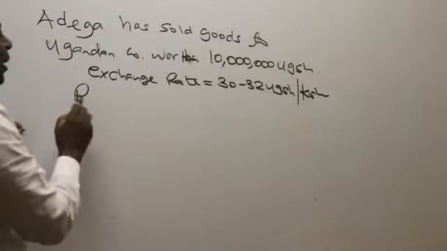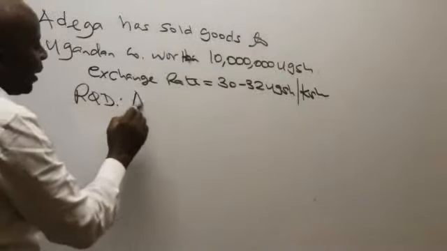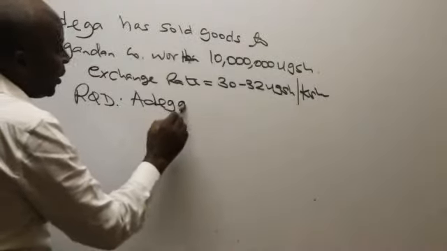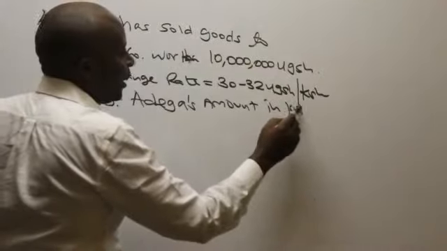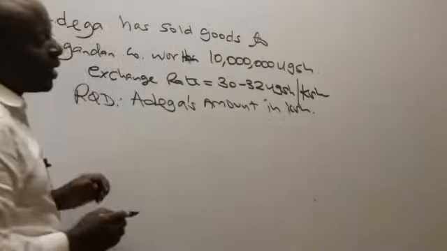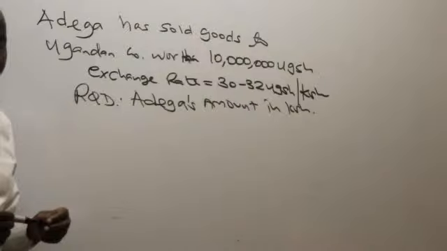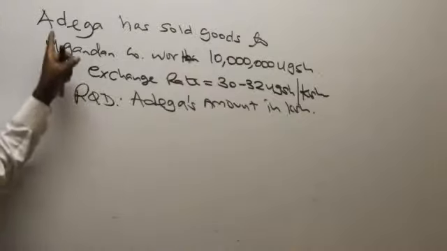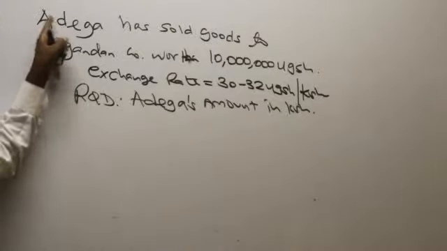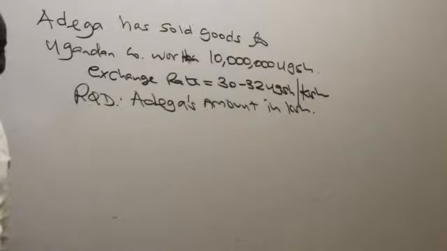So required: Adega's amount in Kenya shillings. Let's agree, please ensure that you don't add an N. Somebody may easily add an N here, although it's part of the game. It's just Adega.